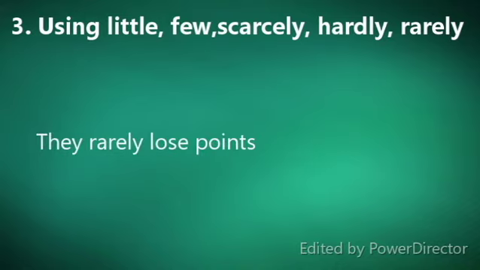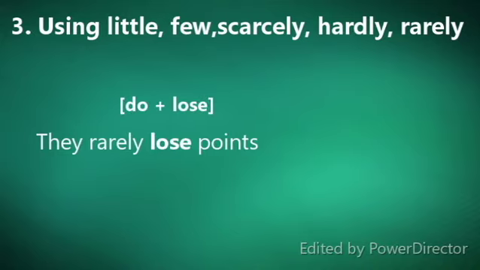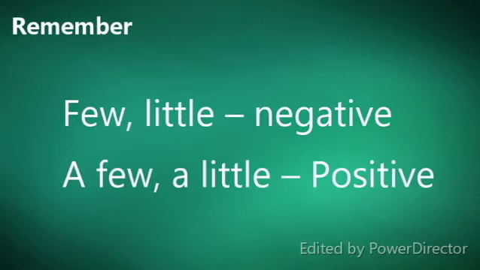One more example. They rarely lose their points. Divide the verb into two and add the auxiliary form. Rarely is the negative word, so no need to add any negative word in this sentence. Then add a pronoun. Thus, do they is the question tag. Remember, few, little are negative words. Meanwhile, a few, a little are positive words.